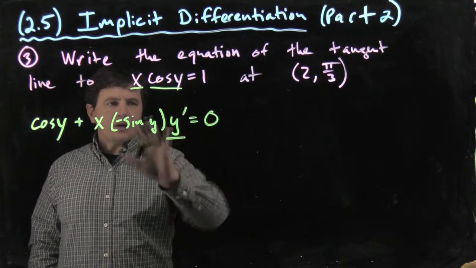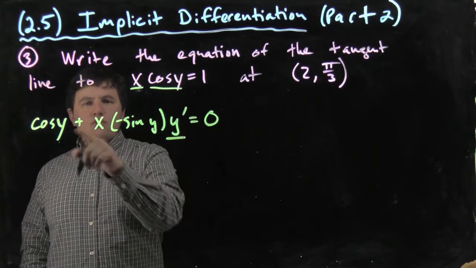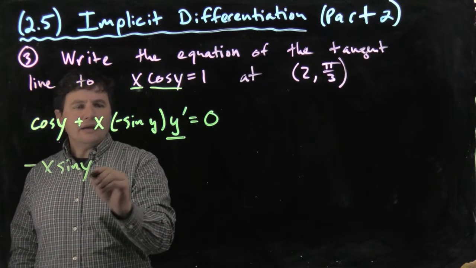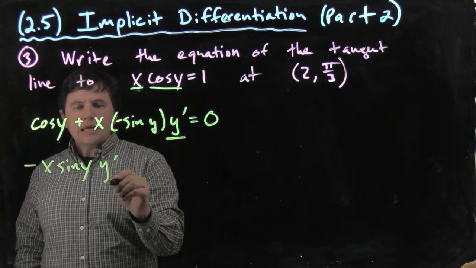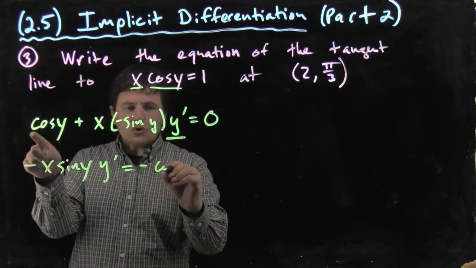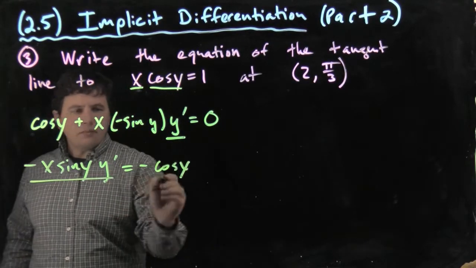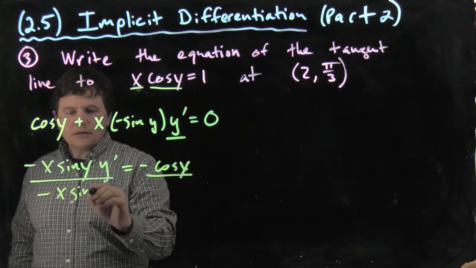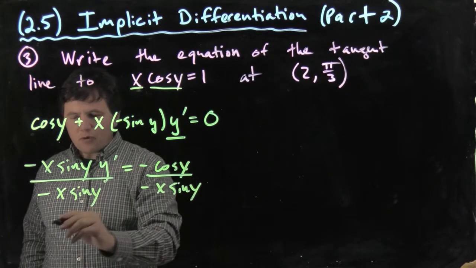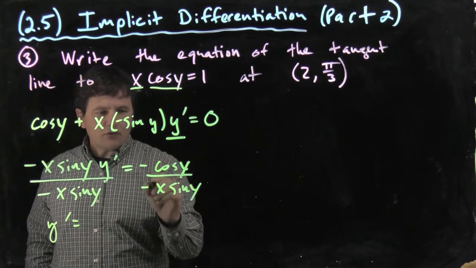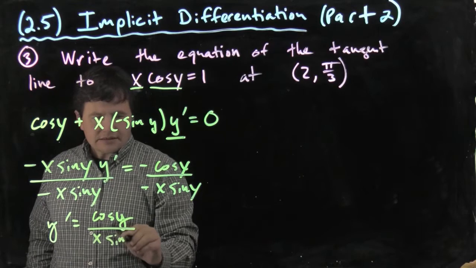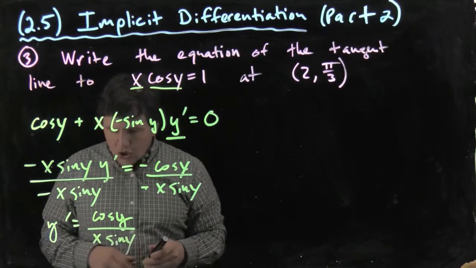We want to solve for this y prime, so everything else I'm going to push to the other side. First of all, this gives me negative x sine y prime. And then we're going to subtract the other side, so this will be minus cosine y. Divide both sides by negative x sine y. And we're left with y prime is equal to negative over negative is a positive, cosine y over x sine y. And that is my derivative.